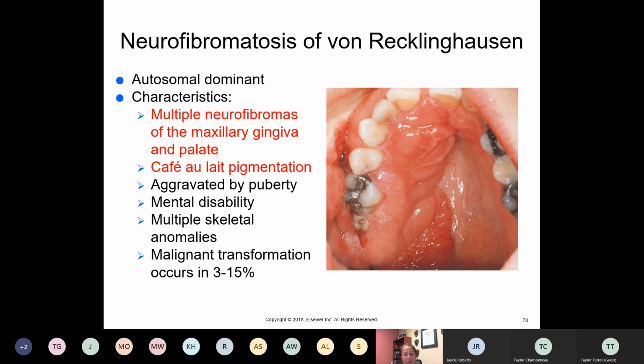Café au lait means coffee with cream. So basically, these are light brown macules that we see on their face, maybe their lips and their skin. This can be aggravated with puberty. Many times we'll see a mental disability with these patients, as well as multiple skeletal problems, and can have a malignant transformation in 3 to 15%. So not a high chance for cancer, but it has been seen in up to 15% of the patients.